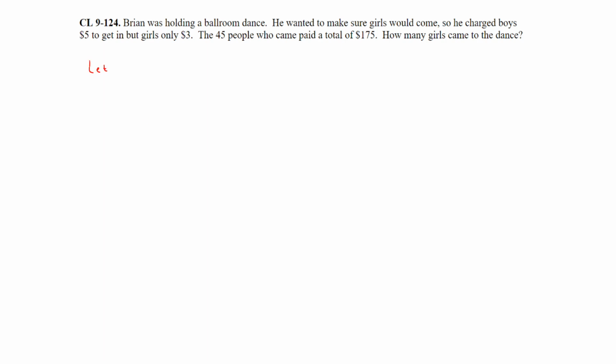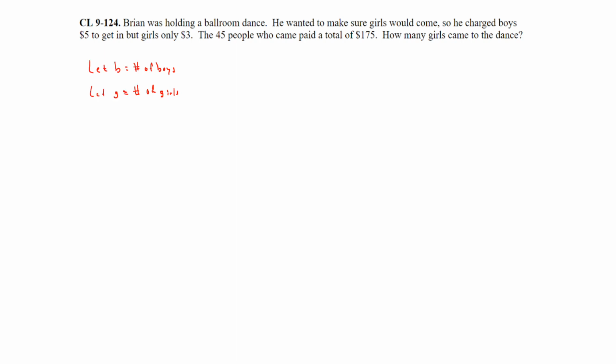Well, we need to write let statements so we know what variables we're using. Looks like we're looking for two different things. It does say we're only looking for the number of girls, but we also need to figure out the number of boys potentially as well. So let's let B equal the number of boys that attended, and then we can let G equal the number of girls that attended.